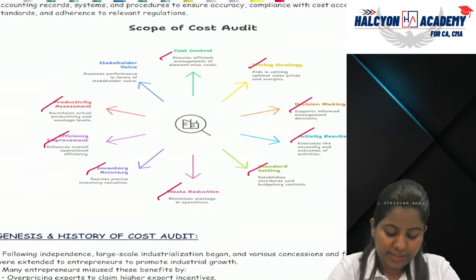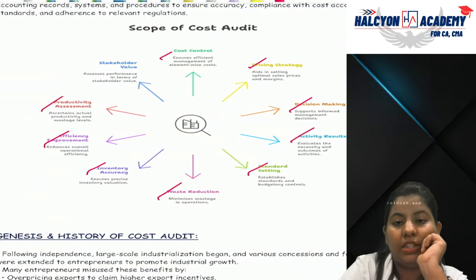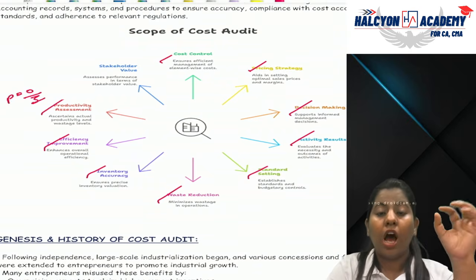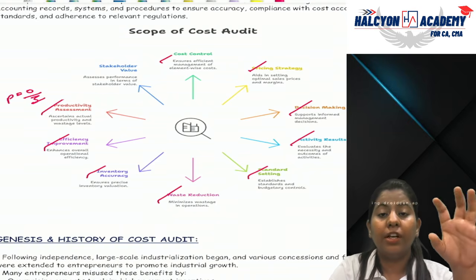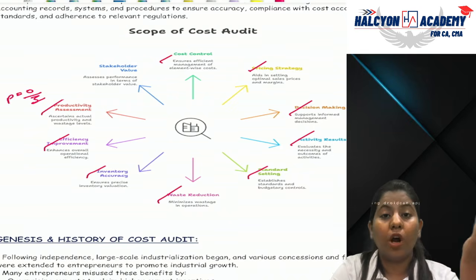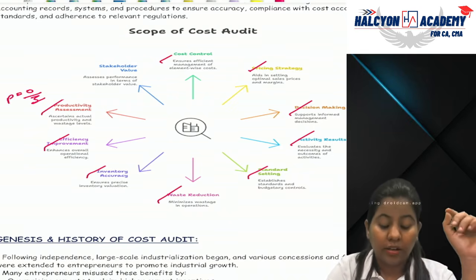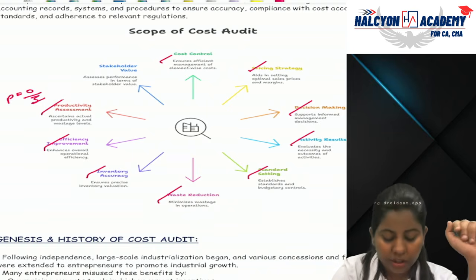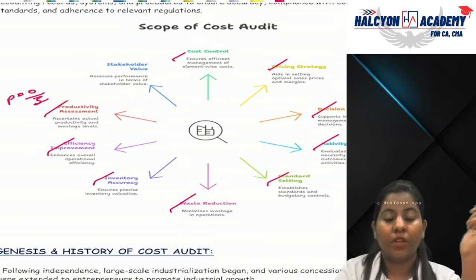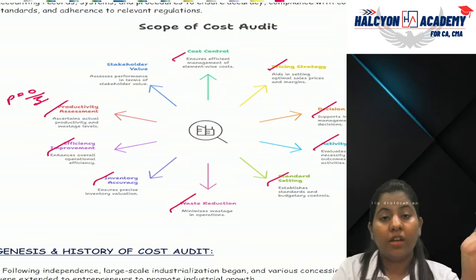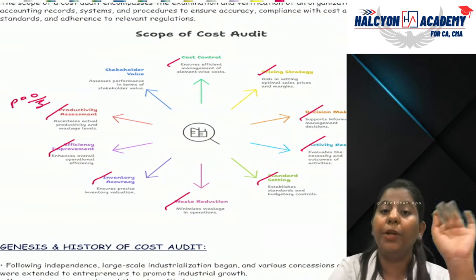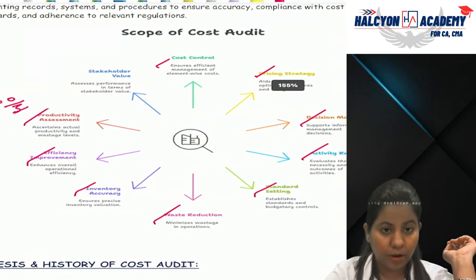Then productivity assessment. What is productivity? Productivity means output given per unit of input. How much output the given input is producing is productivity. If with less input we are producing more output without compromising quality, then we are productive, right? So the cost audit ascertains actual productivity and wastage levels. Wastage is also spotted, and we try to find out how much output is produced by the given input. Okay.